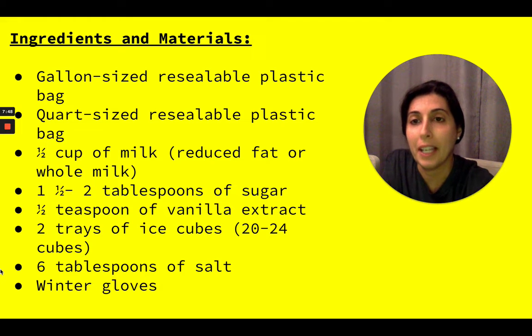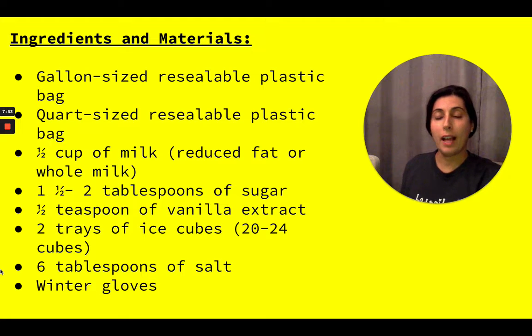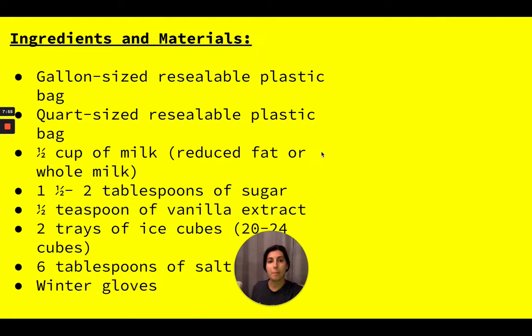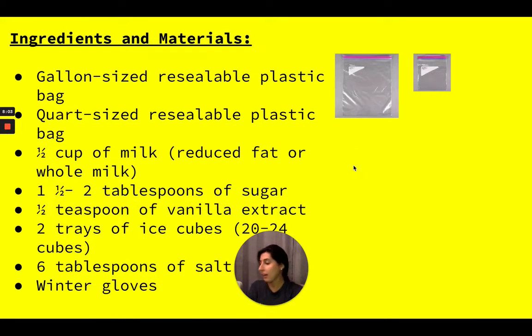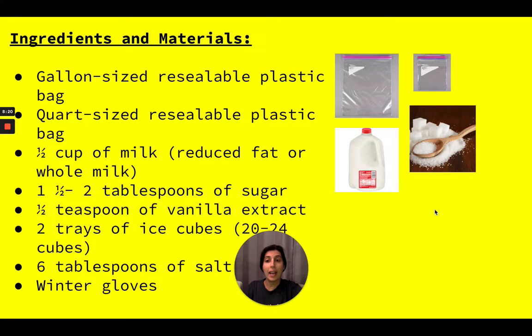All right, you will need a gallon-sized resealable plastic bag. And then you'll also need a quart-sized resealable plastic bag. So one large plastic bag and one smaller plastic bag. You'll need a half a cup of milk. It can be reduced fat or whole milk. You'll need 1.5 to 2 tablespoons of sugar.